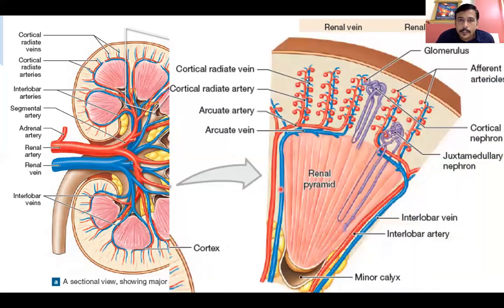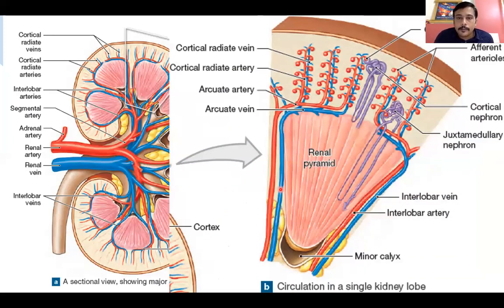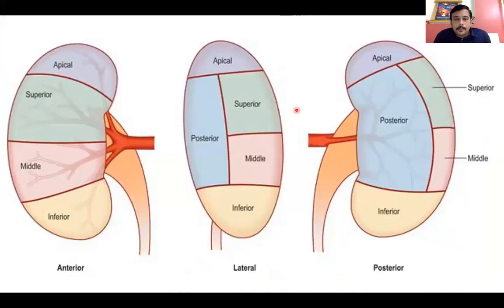Once again, in this picture, you can see how the cortical radiate vein and cortical radiate artery are being formed from the arcuate artery and the arcuate veins. Based on this particular blood supply of the kidney, the whole kidney is divided into vascular segments or vascular lobules, you can say. There are 5 vascular segments, 4 on the anterior surface and 1 on the posterior surface.